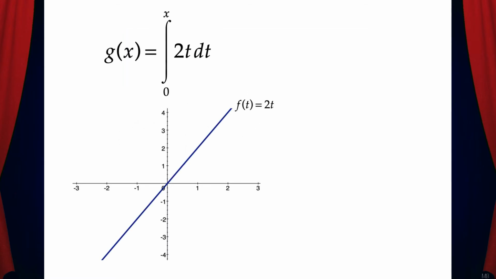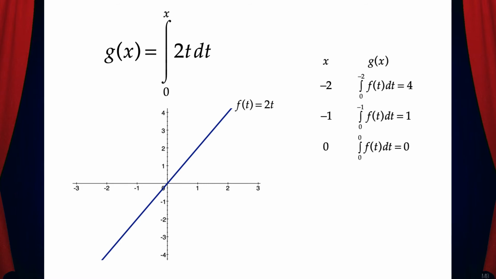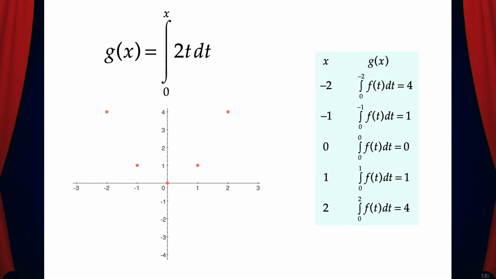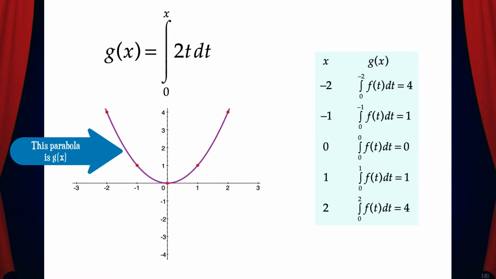Suppose g of x is the integral from 0 to x of 2t dt. Let's find some ordered pairs on the graph of g. When x equals -2, the definite integral from 0 to -2 of f of t dt equals 4. And when x equals -1, the integral from 0 to -1 of f of t dt equals 1. Here's a few more for reference. g of 0 equals 0, g of 1 equals 1, and g of 2 equals 4. We can plot these points, and then we'll see the g of x function, which is a parabola.